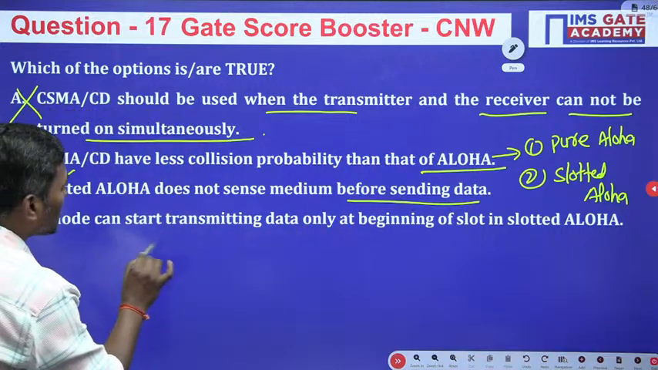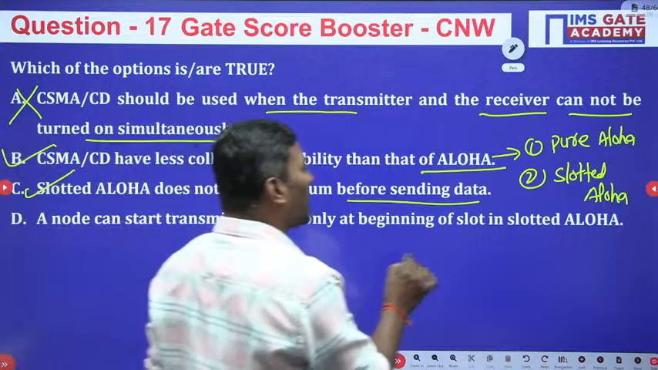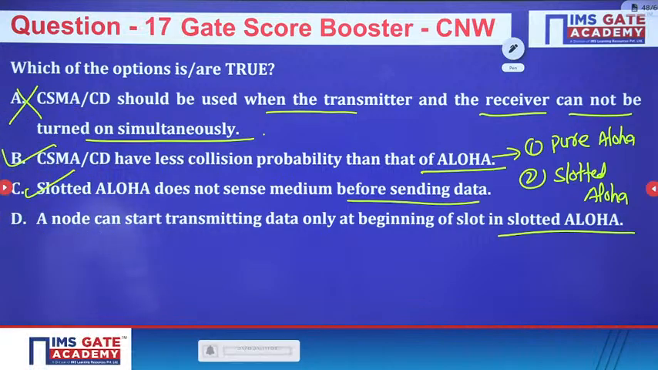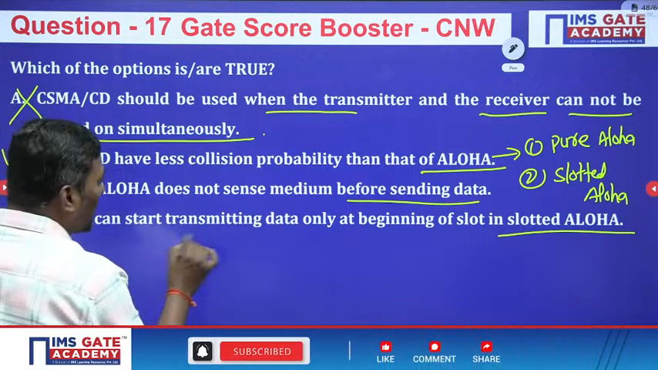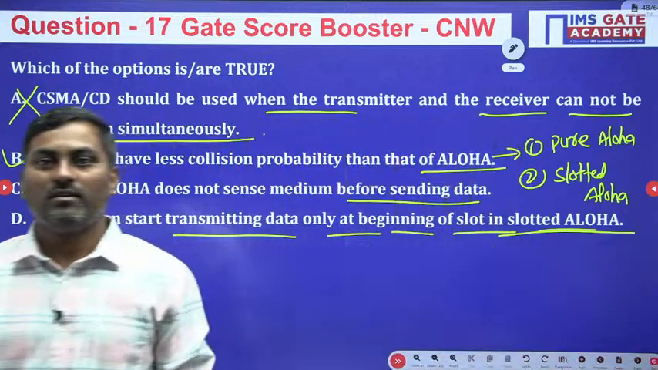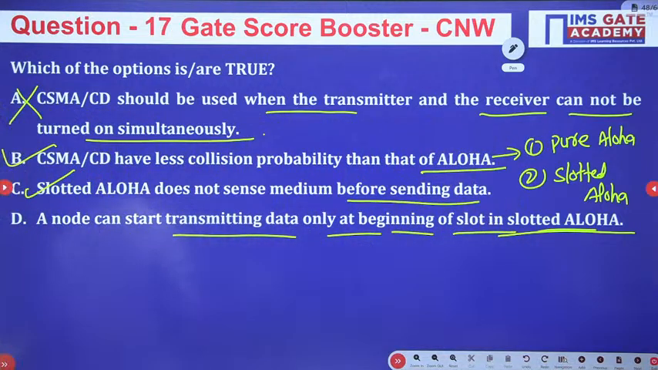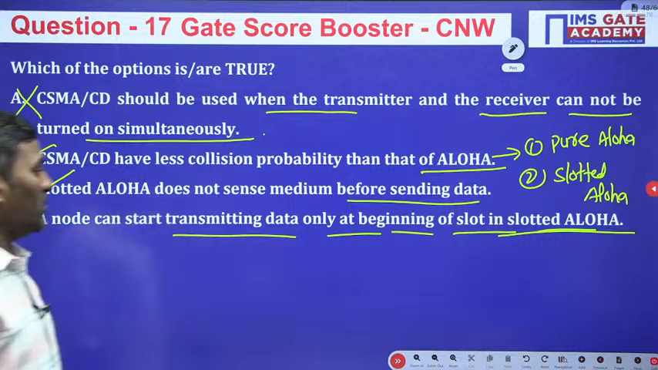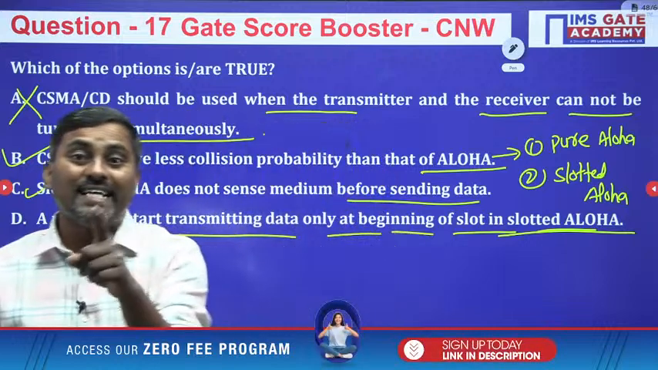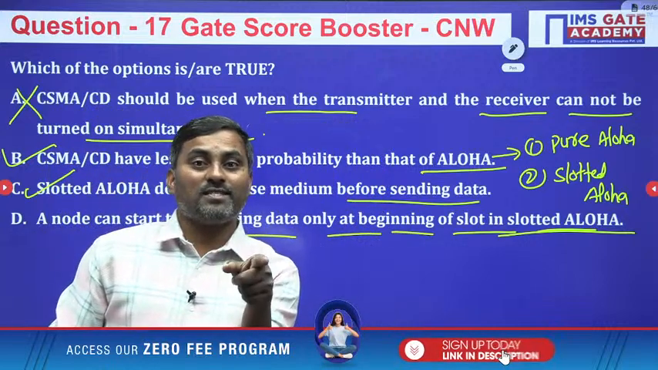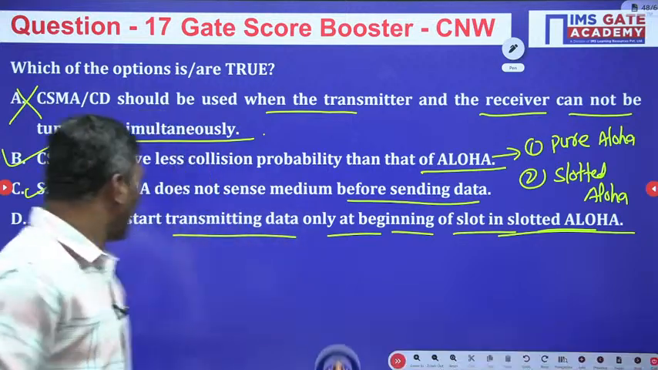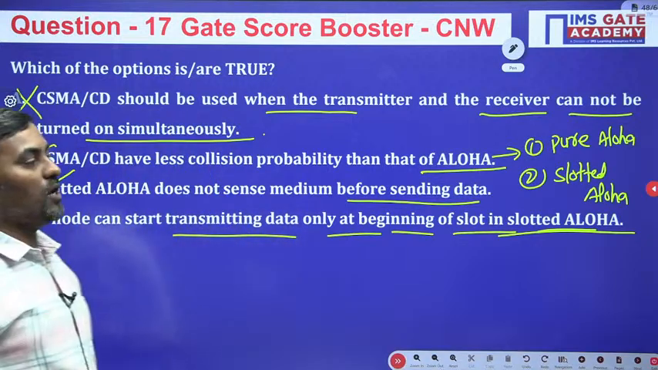Option D: a node can start transmitting data only at the beginning of a slot in slotted Aloha. Is it true? A node can start transmitting data only at the beginning of the slot in slotted Aloha. Very good. No, in CSMA we don't have detection, please understand. CSMA we don't have it. CSMA/CD we have. D is also true. D is also true.